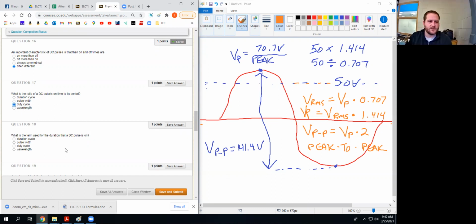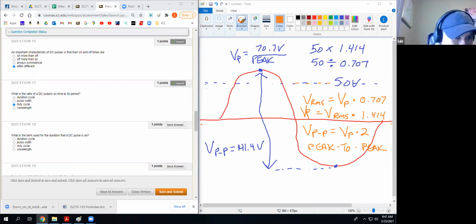What is the term used for the indication that a DC pulse is on? Wavelength. No, is that pulse width? Pulse width.